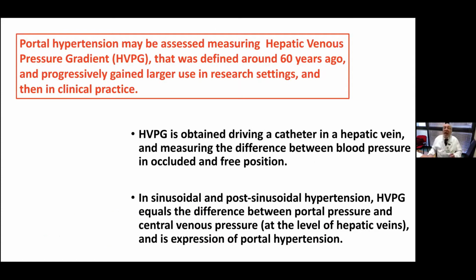Portal hypertension may be assessed by measuring the hepatic venous pressure gradient, HVPG, which was defined around 60 years ago and progressively gained larger use in research settings, and more recently in clinical practice. HVPG is obtained by driving a catheter in a hepatic vein and measuring the difference between the blood pressure in the occluded and the free position. In sinusoidal and post-sinusoidal hypertension, like that occurring in liver cirrhosis, HVPG equals the difference between portal pressure and central venous pressure at the level of hepatic veins. So it's an expression of portal hypertension.